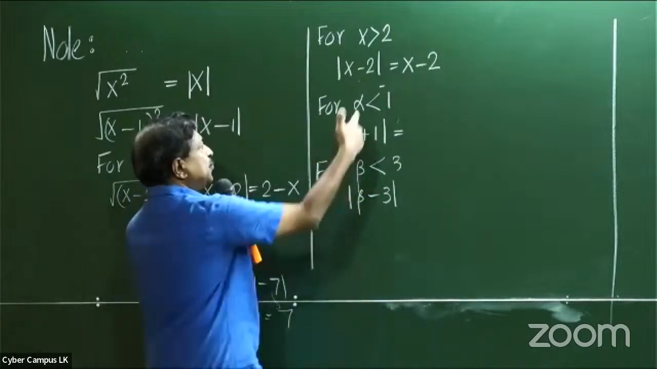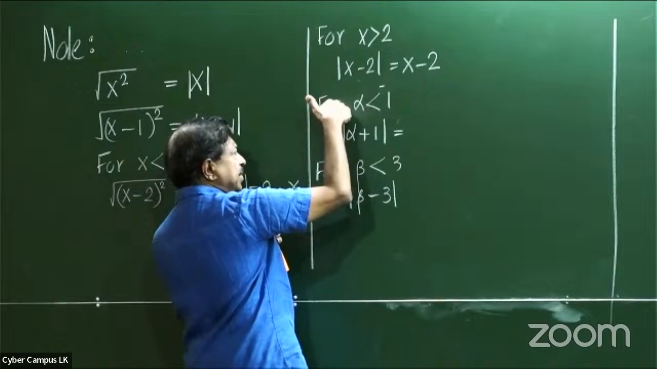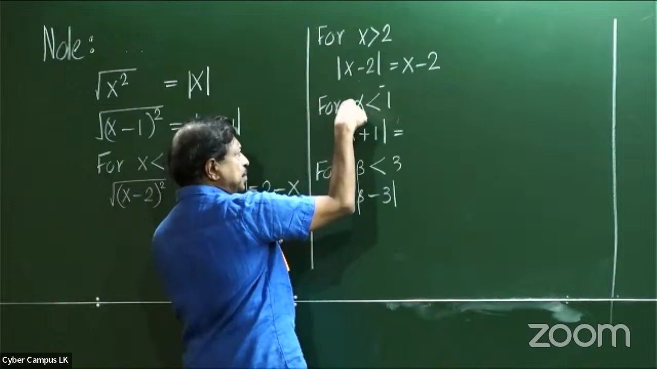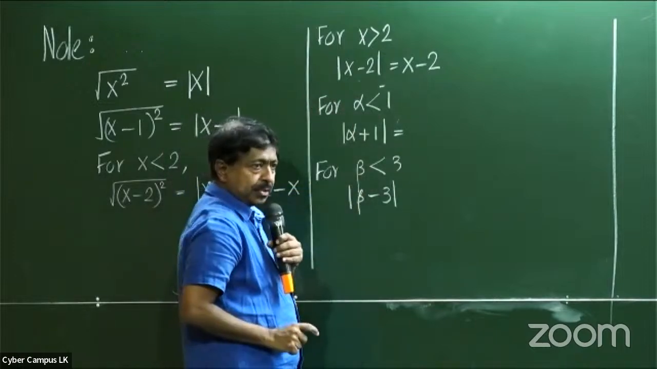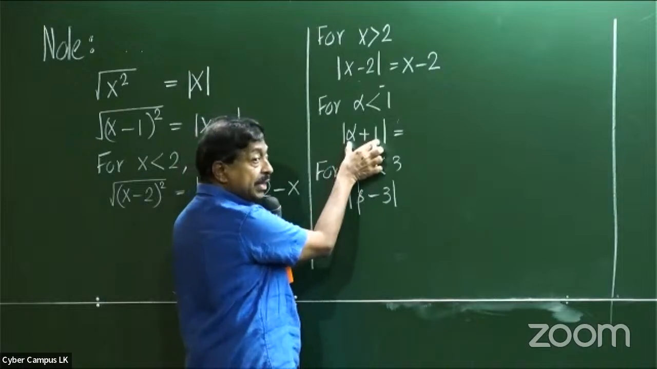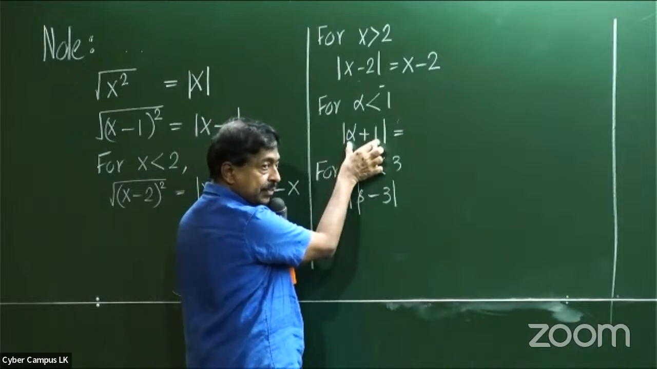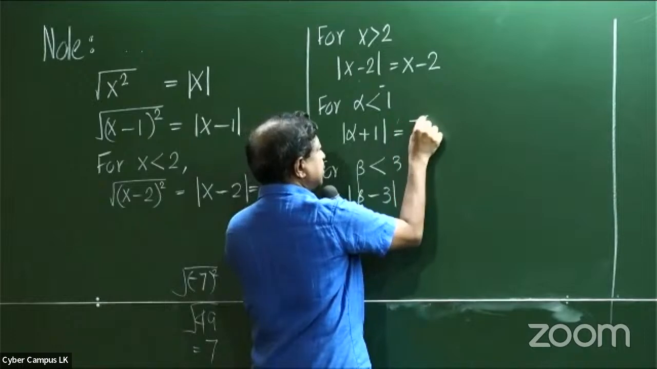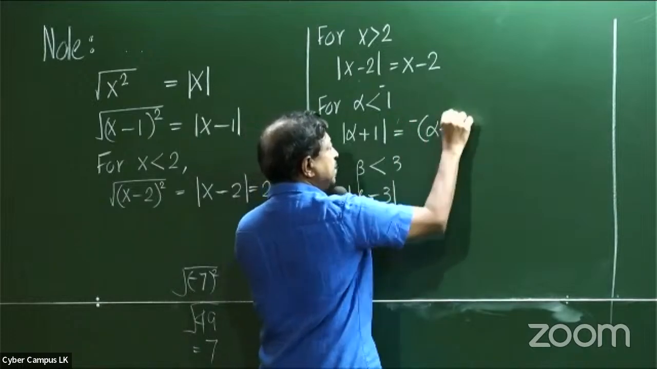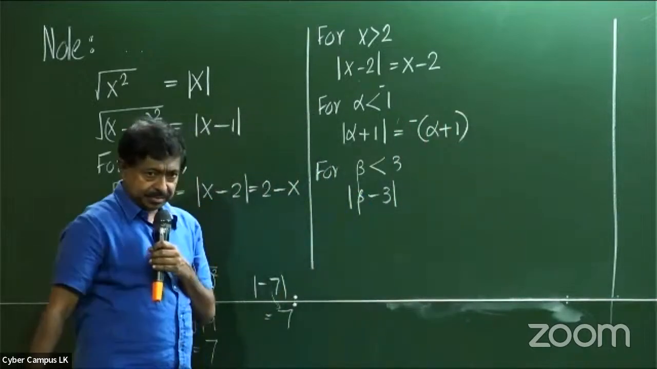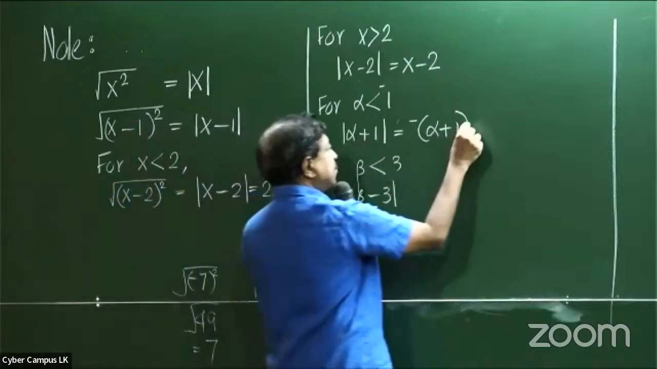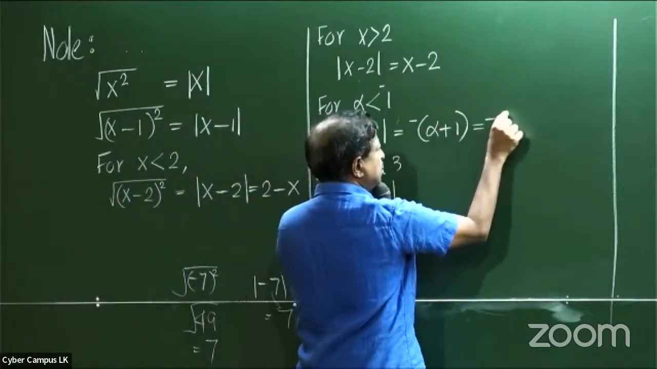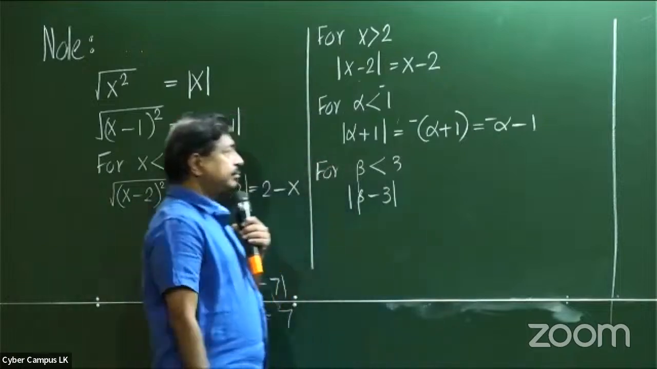In this case, if you bring this minus 1 to the left-hand side, you get alpha plus 1 less than 0. Means what you have inside is negative. Therefore, you can write it as minus of what you have inside the modulus sign. So it's minus of quantity alpha plus 1, or minus alpha minus 1.